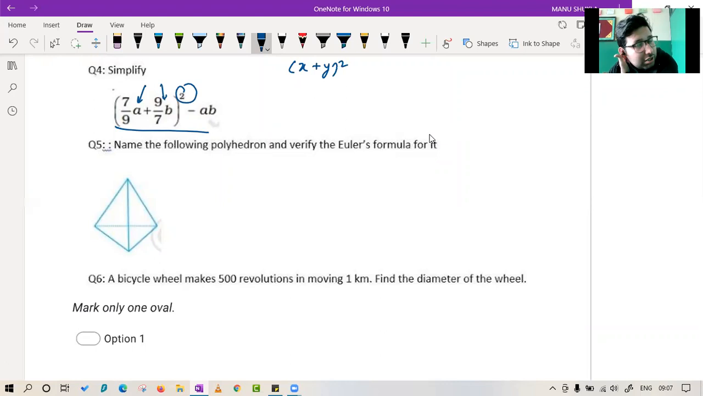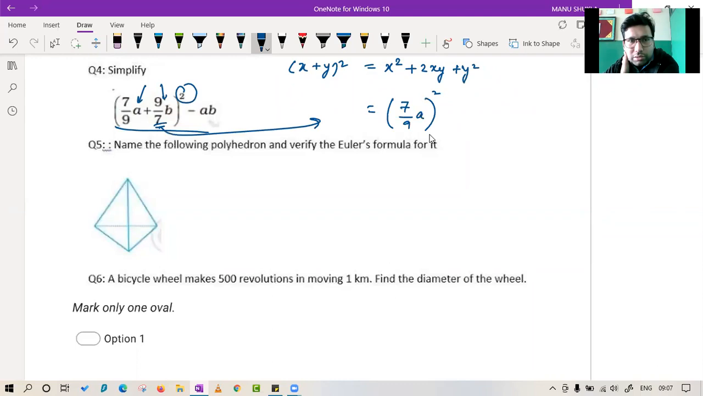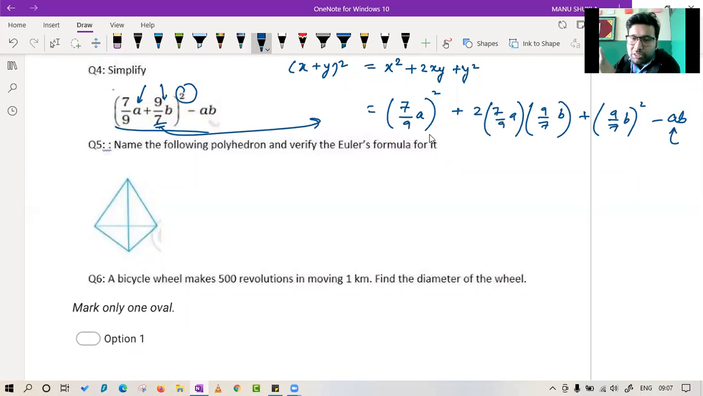We can use this formula and we all know it is equal to x square plus 2xy plus y square, where x is 7 upon 9a and y is 9 upon 7b. So let's put the values and open the first bracket. It becomes 7 upon 9a whole square plus 2ab plus b square, and there is minus ab already. This was present in the question only.